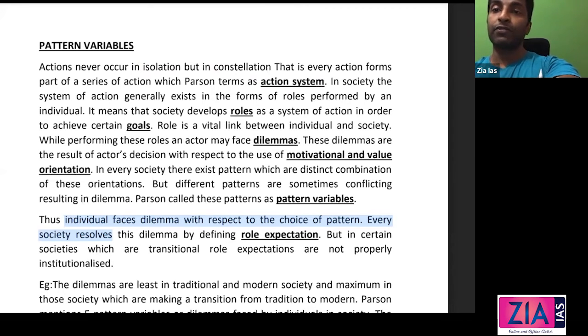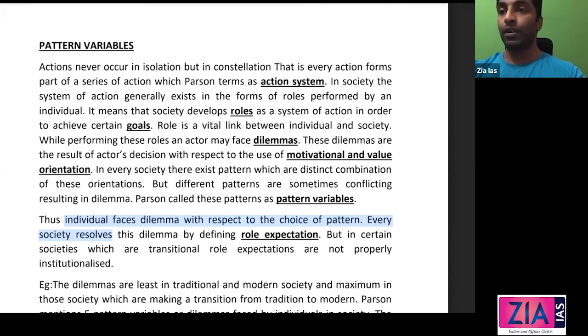In society, the system of action generally exists in the form of roles performed by an individual. So what is your action? Your action is simply the roles that you're doing in order to achieve a goal. Guys, what is the role that you are doing now? You are a student. That is your role now, right? So that is what you need to do to achieve that goal. Everybody will have a role to get the goal.